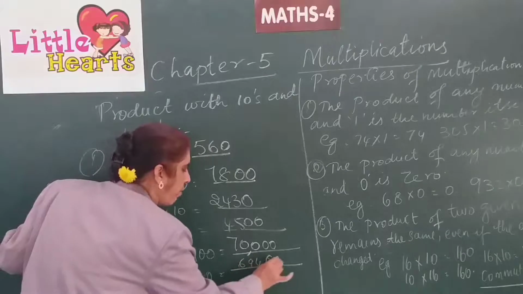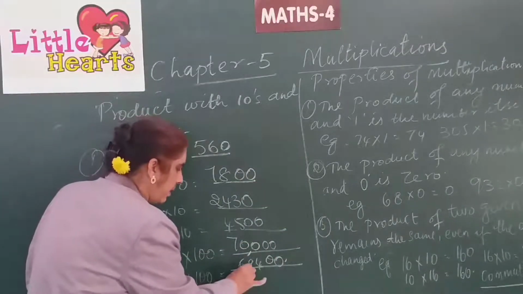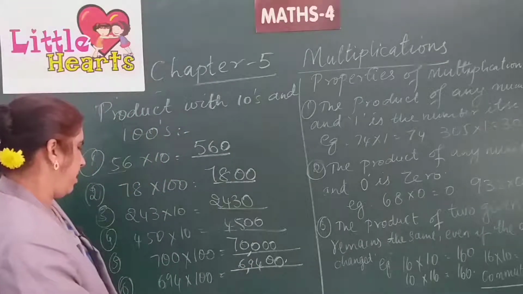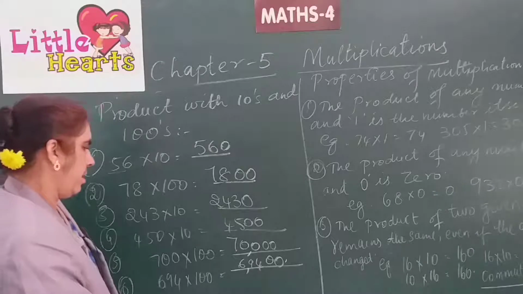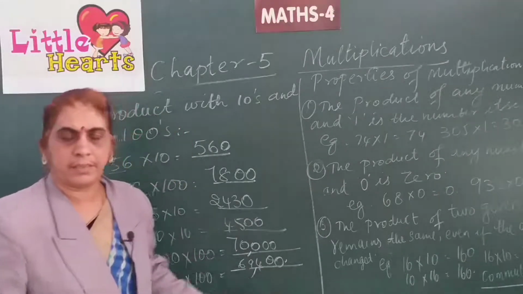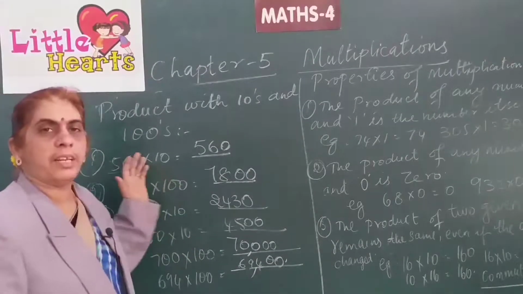694 followed by 2 zeros. So 6 lakhs 69,400 will be the answer. In this way, it's very easy to multiply with 10 and 100.